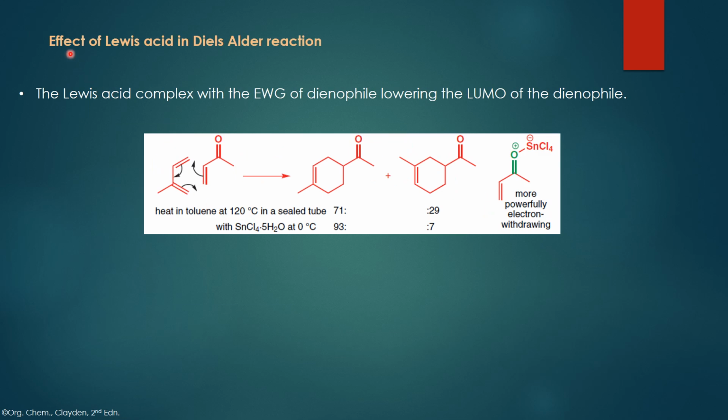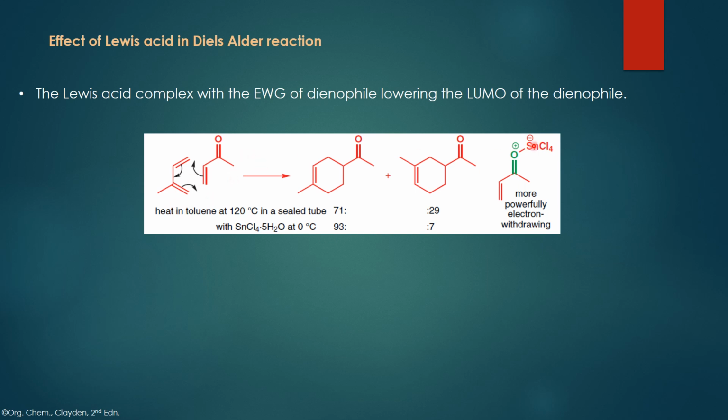Next we have to look at the effect of Lewis acid in Diels Alder reaction. We have said that the introduction of any electron releasing group to the diene structure increases the energy of the HOMO, that is Psi2. Whereas the introduction of any electron withdrawing group to the dienophile decreases the energy of the LUMO, and thereby decreases the energy gap. And here we are discussing what happens if we use a Lewis acid in Diels Alder reaction.